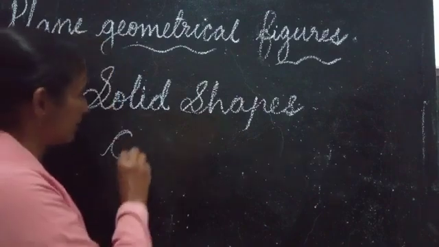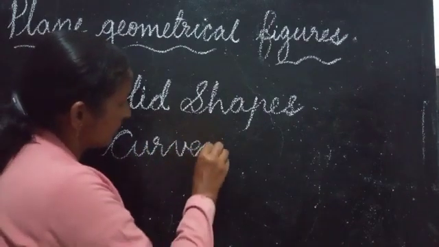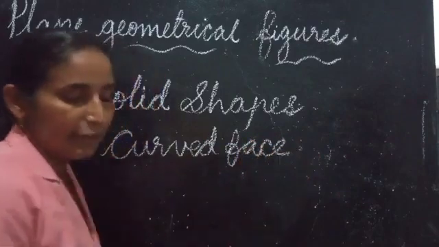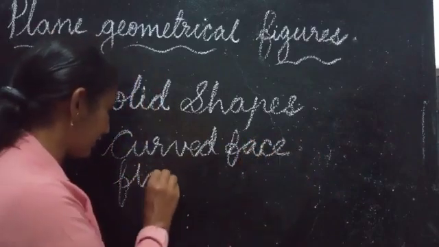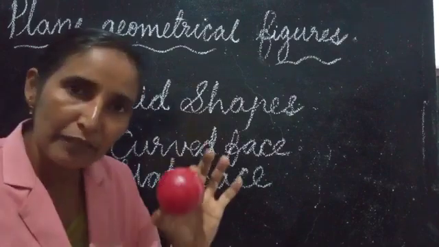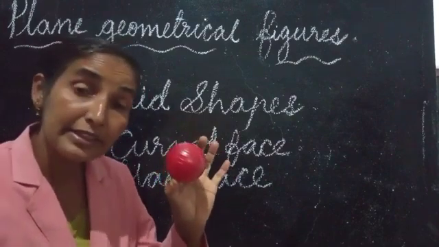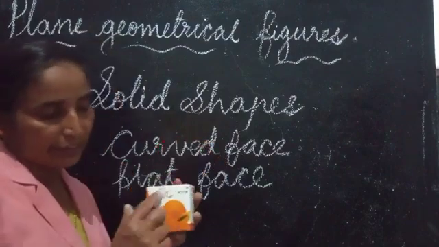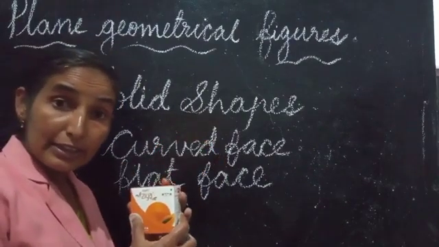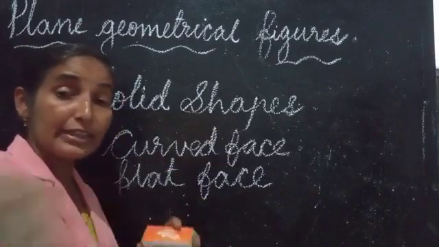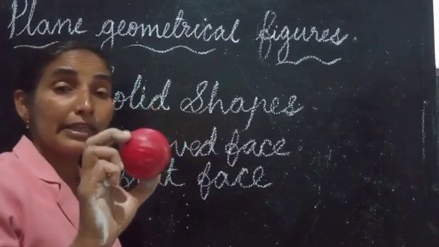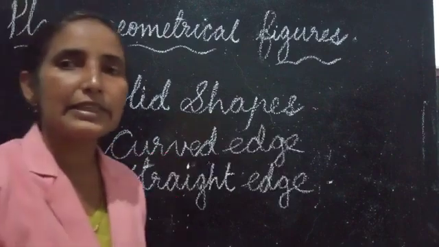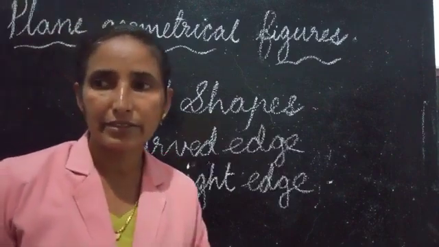Now, curved face and flat face. What's the name of this solid shape? This is a sphere. This cuboid is having what? A flat face, and this sphere is having a curved face. Okay. Curved edge and straight edge.